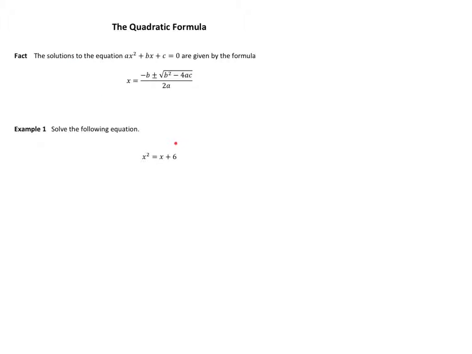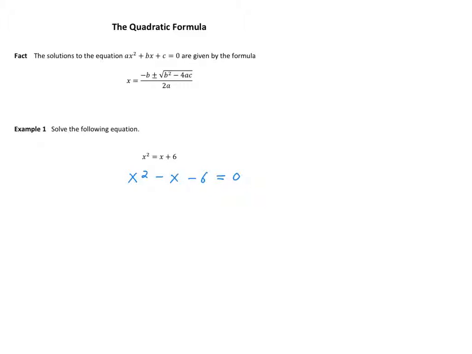So let's try this out in example 1, where I'd like to solve x squared equal to x plus 6. What numbers, if any, make this true? First thing to point out is that to apply this formula, my equation has to be written in exactly this form, and this one is not. I have to have 0 on one side, so I'll subtract x and 6 to the other side. And when I do that, I get x squared minus x minus 6 is equal to 0.